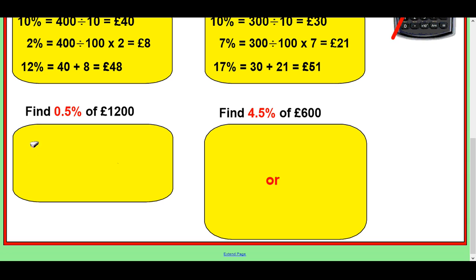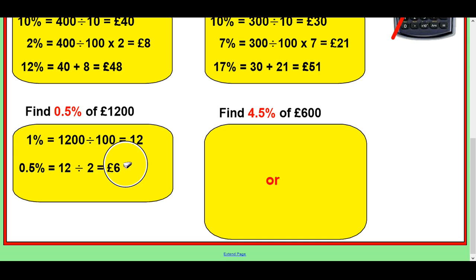Okay, a few to finish. Let's look at finding 0.5% of this number here, 1,200. So I would get 1% first, just divide by 100, and that gives you £12, and then half a percent is half of that, so £6, and you're done.